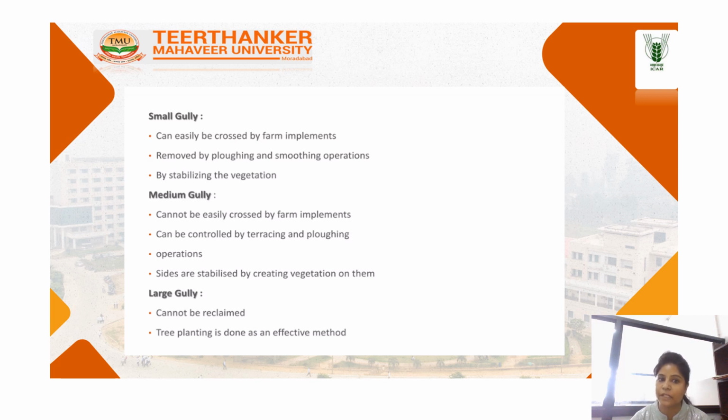A medium gully can't be easily crossed by farm implements, but it can be controlled by terracing and plowing. Sides are stabilized by creating vegetation on them. Lastly, a large gully can't be reclaimed. Tree planting is done as an effective method.